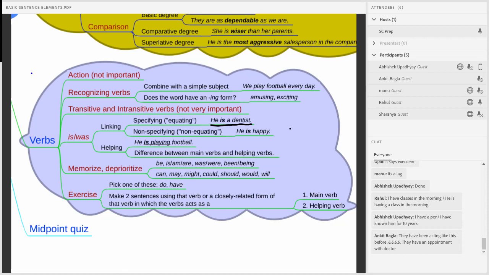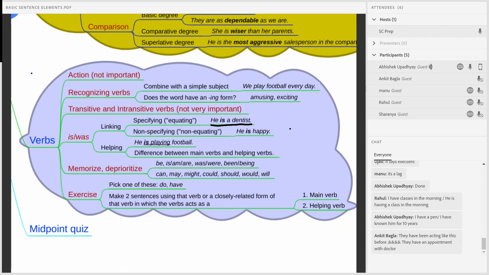Abhishek, I have a pen. Abhishek, could you unmute yourself? Yes, sir. Yeah, go ahead. Walk us through your examples. Sir, I have a pen in this sentence. Have is a main verb. And I have known him for 10 years. Have known is a helping verb.